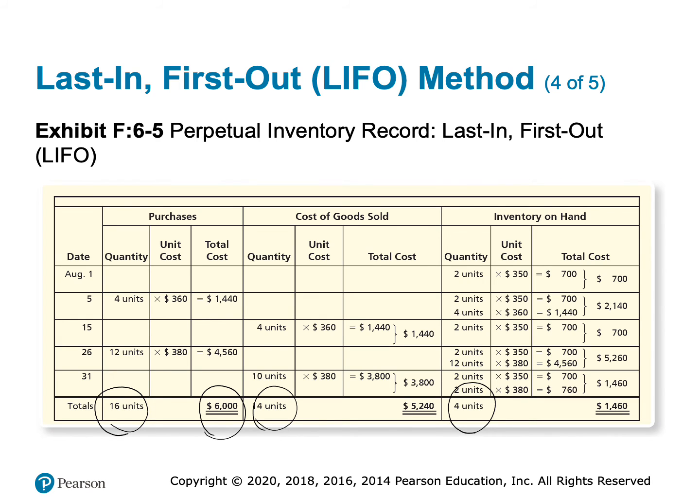So under FIFO, we're assuming that we sold the old stuff and the new stuff is in ending inventory. So we sold the cheap stuff. We had low cost of goods sold under FIFO. We're assuming the new expensive stuff is what's still in inventory, so we have high inventory under FIFO. LIFO is the opposite. So LIFO assumes the old stuff is still in the inventory and the new stuff is what I sold. So LIFO gives me high cost of goods sold and low inventory.